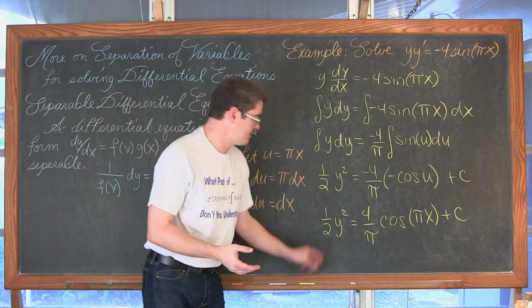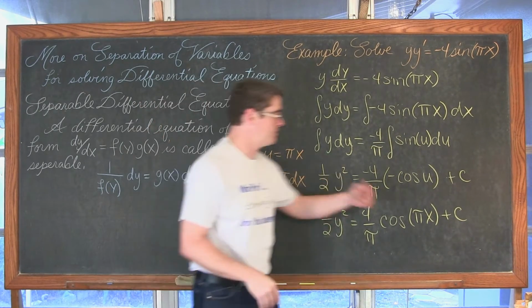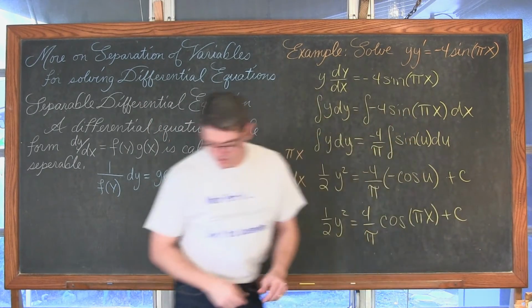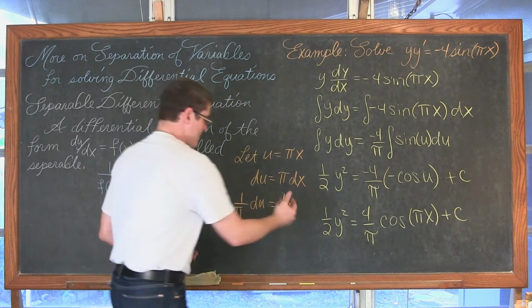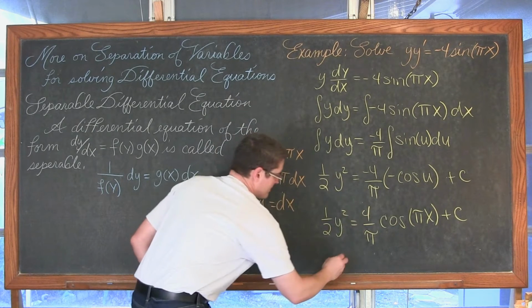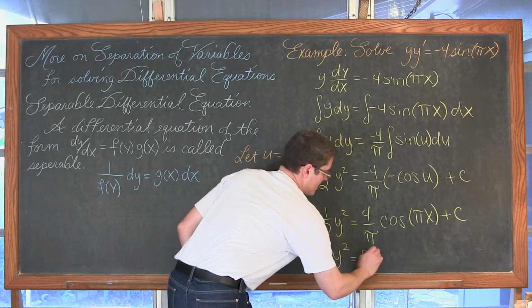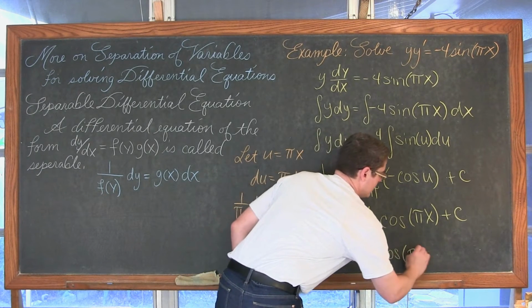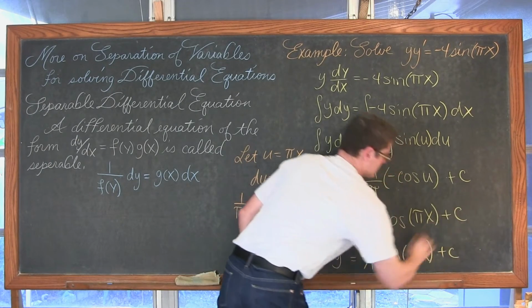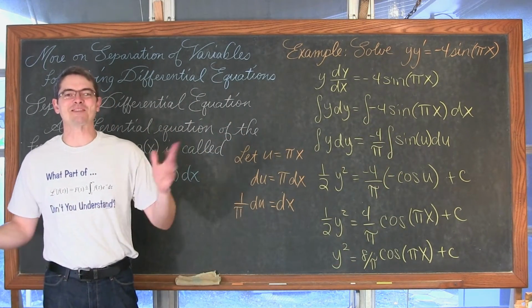I guess, we could maybe multiply both sides by 2 and square root both sides if we really needed to, depending on the format of the answer that your teacher was concerned with. I think it's bothered me a little bit, and even on my notes I did multiply both sides by 2. But I'm going to end with y squared is equal to 8 over pi cosine of pi x plus c. And just to make sure, excellent. All right. Next example.